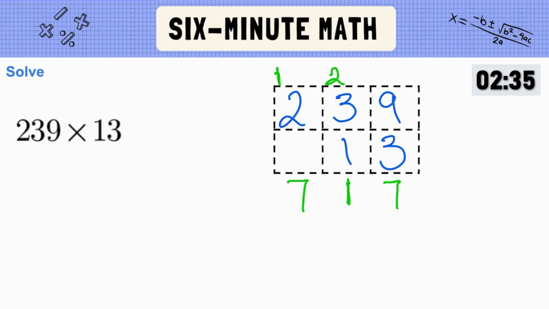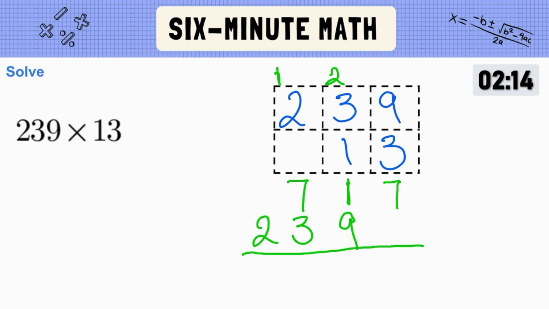On to the tens digit. 1 times 9 is 9. Again, I start my answer in the tens place. 1 times 3 is 3. And 1 times 2 is 2. And then I add up vertically with a placeholder 0.